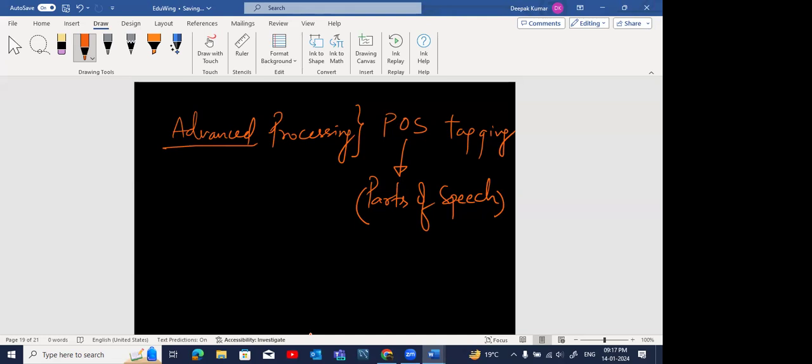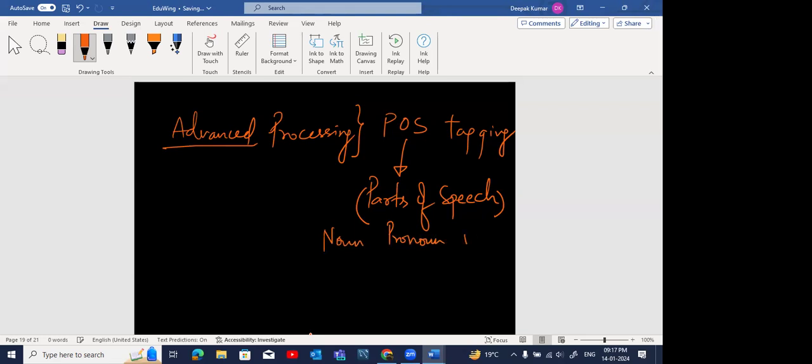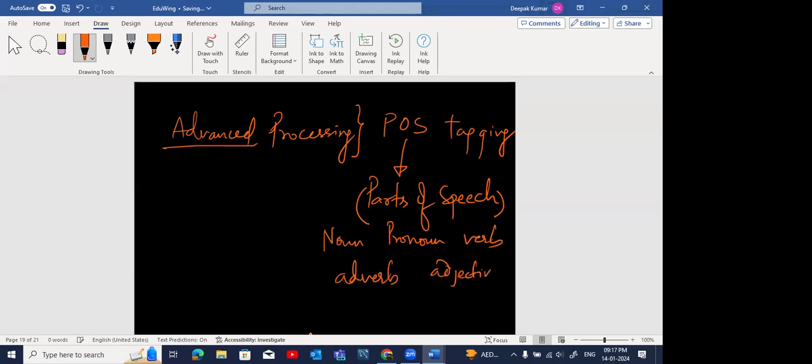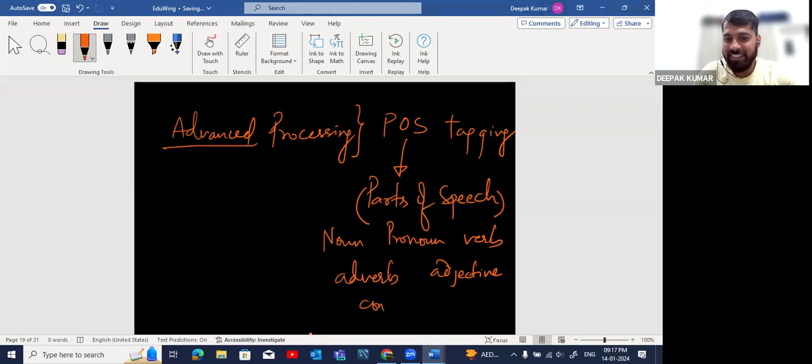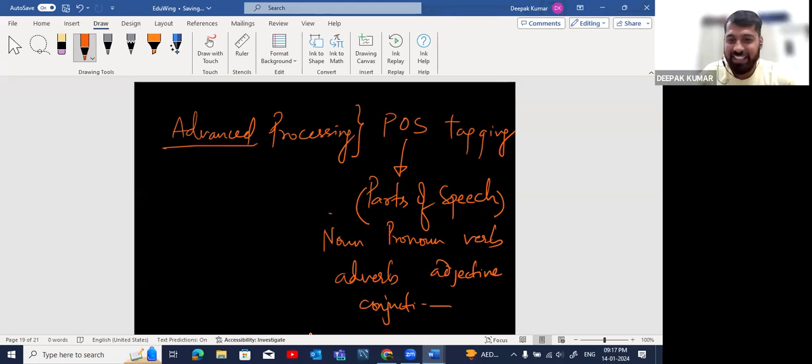Noun, pronoun, verb, adverb, adjective, conjunction, interjection, preposition. Good, I understood. You all knew it. So such things are called parts of speech.